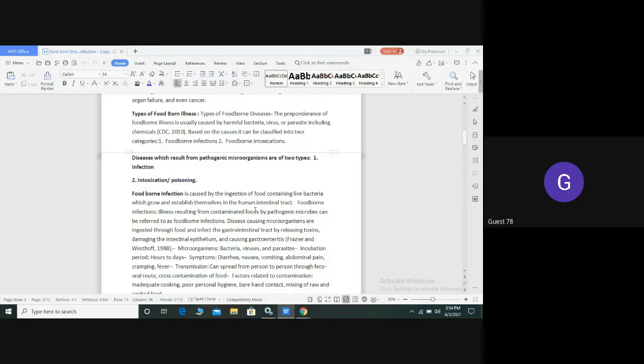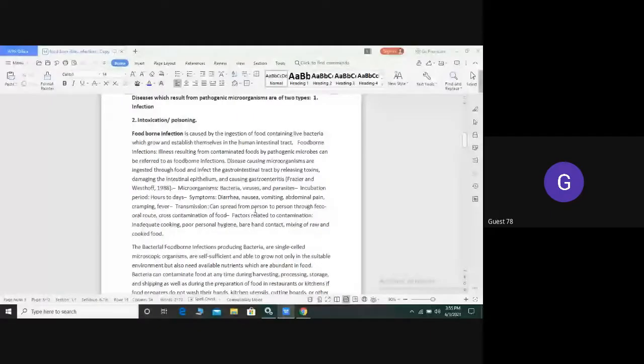Foodborne illness is usually caused by harmful bacteria, viruses, and parasites, including chemicals. Chemicals are also responsible for food poisoning. But we are talking about food microbes, those microbes which produce food poisoning, food infection and illness. Based on cause, it can be classified into two categories: first, foodborne infection, caused by an infection-producing agent, and second, foodborne intoxication, where a toxin-producing agent develops the illness.